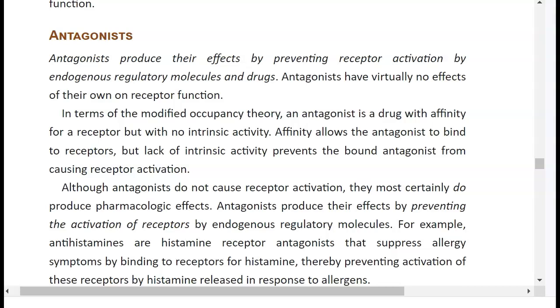blocks it completely. So the next natural key that wants to insert into that lock can't. It is blocked by the drug, by the big wad of chewing gum I've shoved in that lock. So the chewing gum drugs are the antagonists. By giving that drug, I am now preventing the body from carrying out a normal physiologic function.